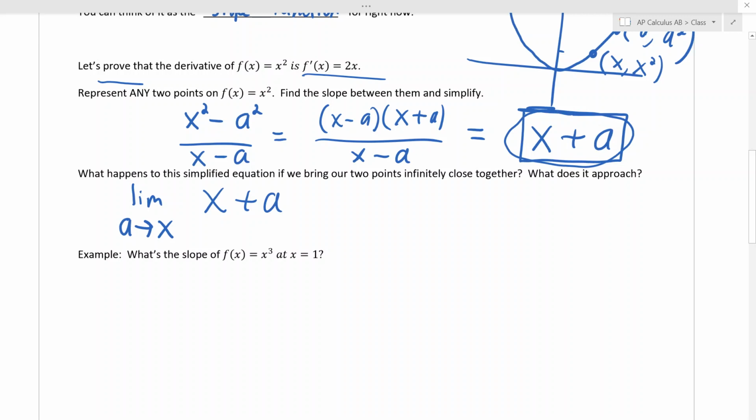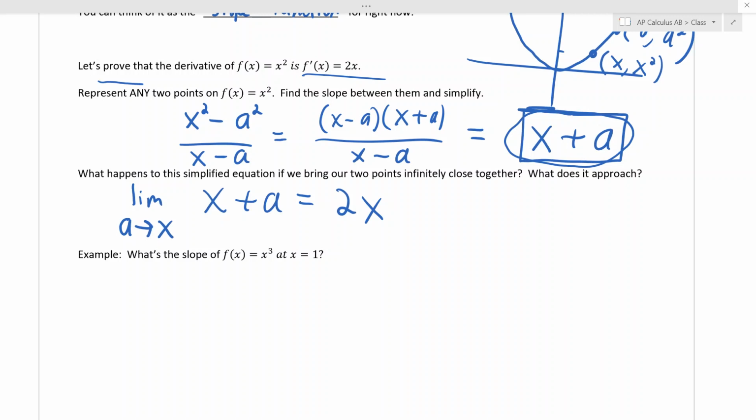Right? I wonder what happens if we bring them... I don't know, there's no numbers in here. But a and x are just numbers. We haven't chosen what they are yet. But if I bring a infinitely close to x, then it just approaches x, and my slope approaches x plus x, which is 2x. Great. Cool. And that shows that the slope at any point on x squared is just 2x.